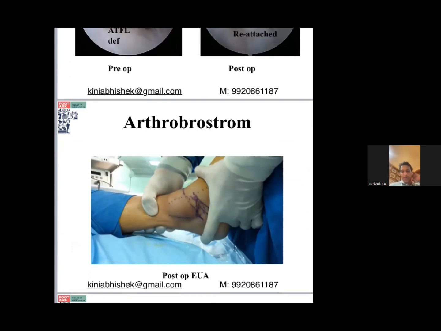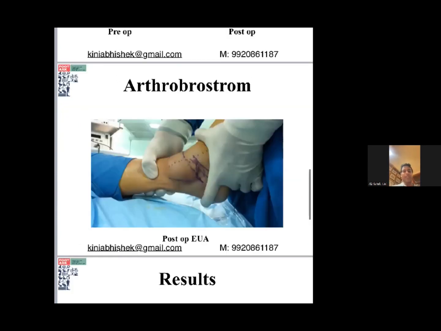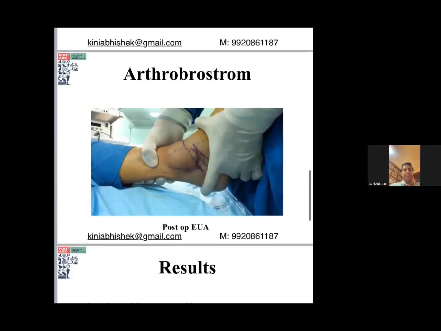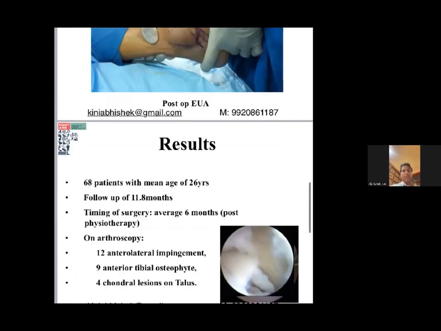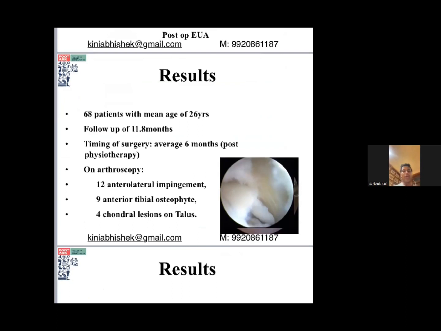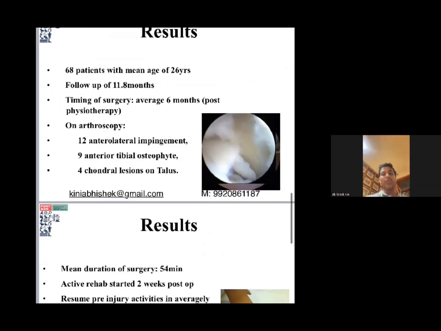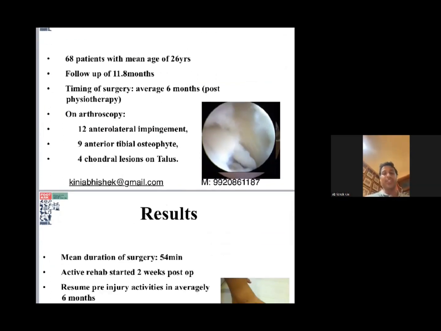So this was an old study that we presented in 2016 at IAS. We had 68 patients with mean age of 26 years. We had follow-up of average 11 months. Timing, as normally we do, slightly delayed, 6 months. On arthroscopy, almost 1/3 or more than 1/3 of patients had intra-articular lesions which needed addressing. So arthroscopy was justified.